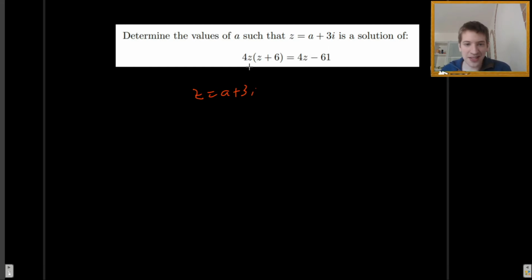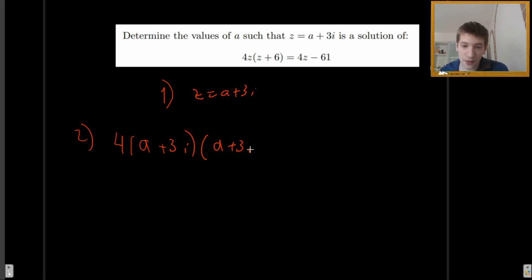Okay, so let's do exactly the same thing here. So we now have step number 1, our z. Step number 2, replace it. So we get 4 times a plus 3i times a plus 3i, and this is plus 6. And this is equal to 4 times a plus 3i minus 61.